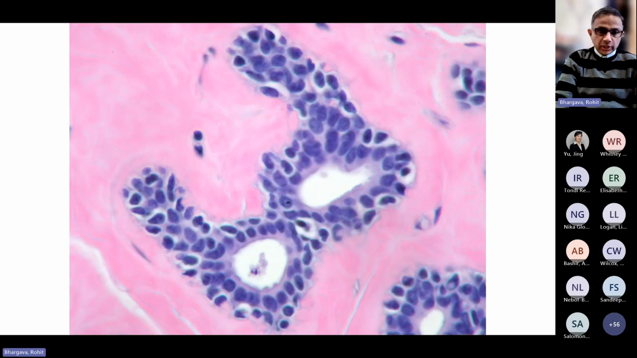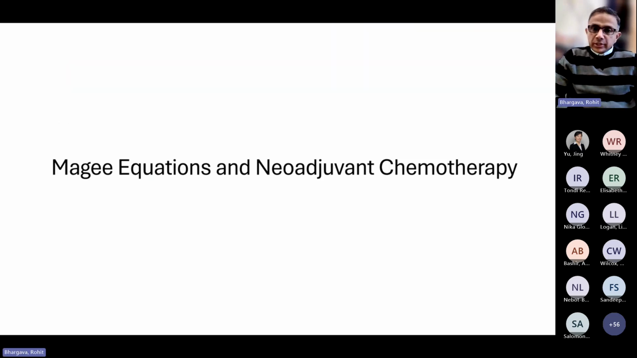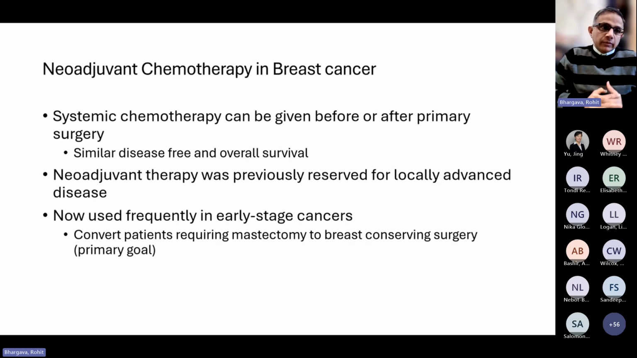So let's change gears and we'll talk about the neoadjuvant chemotherapy and Magee equations. Just a brief background about neoadjuvant chemotherapy. The systemic chemotherapy can be given before or after. Clinical trials have shown similar disease-free and overall survival, whether chemotherapy is given in the adjuvant or the neoadjuvant setting.